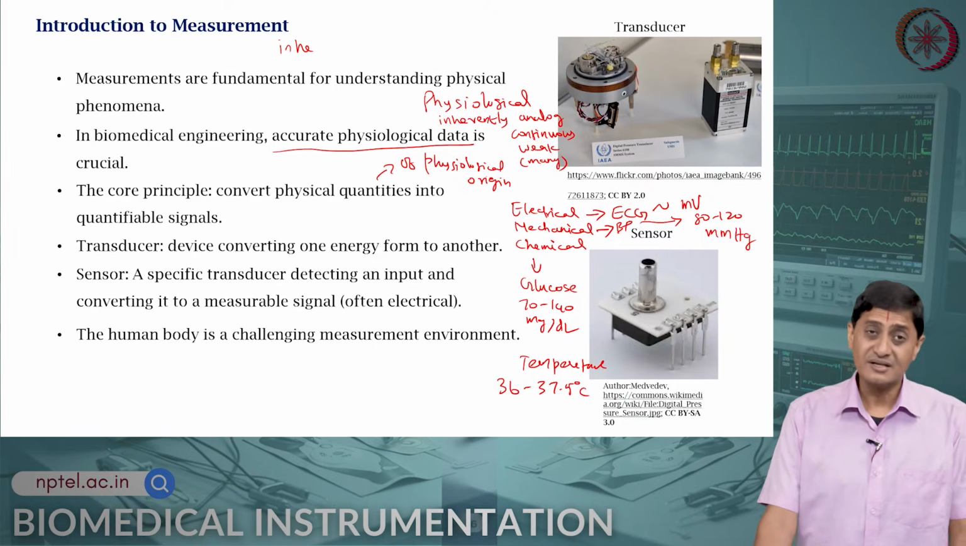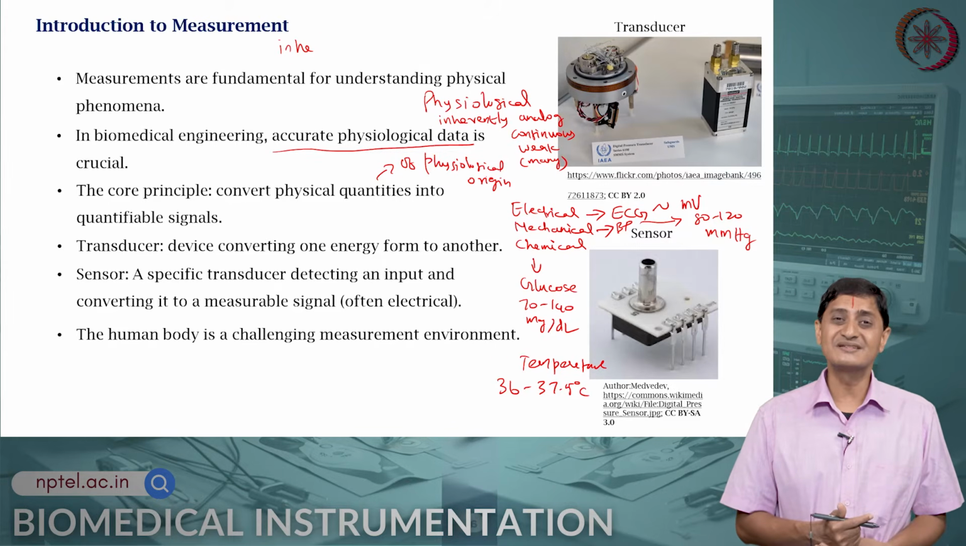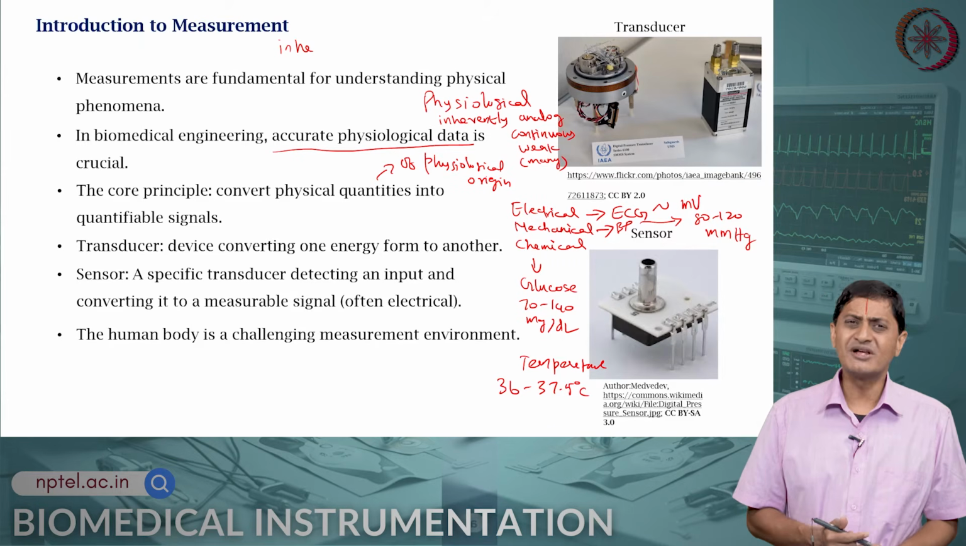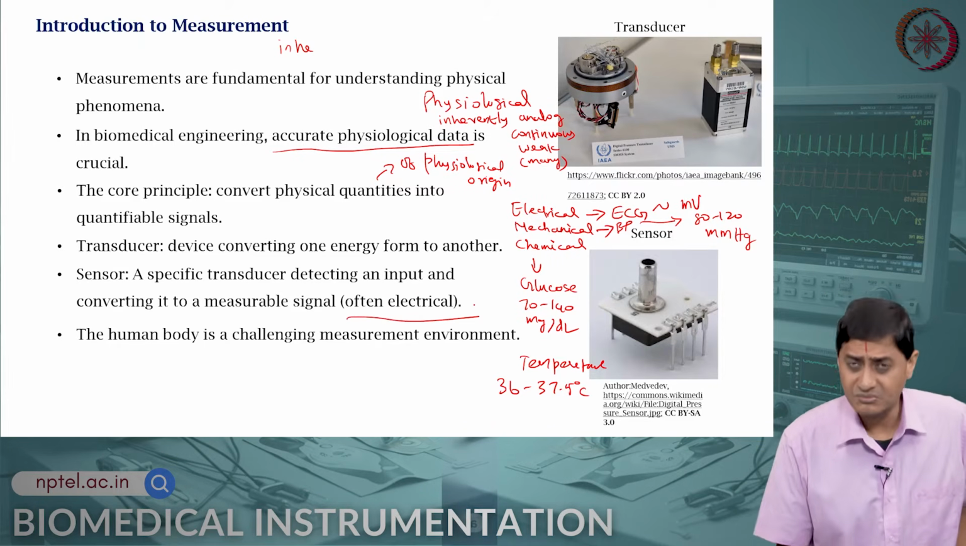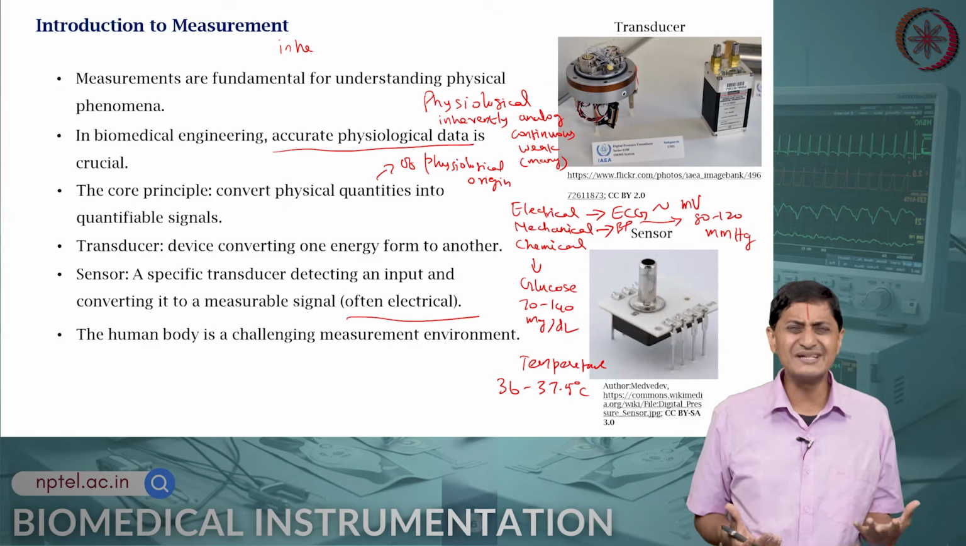Whereas a sensor is a sub type of transducer. Sensor is a type of transducer, in which case the output is almost always electrical. The input may be of any form, the output is electrical. Why is electrical so important?